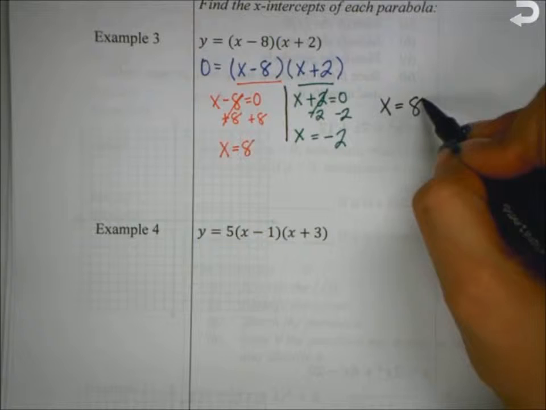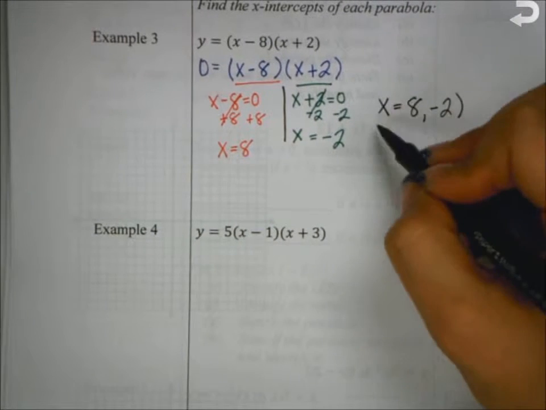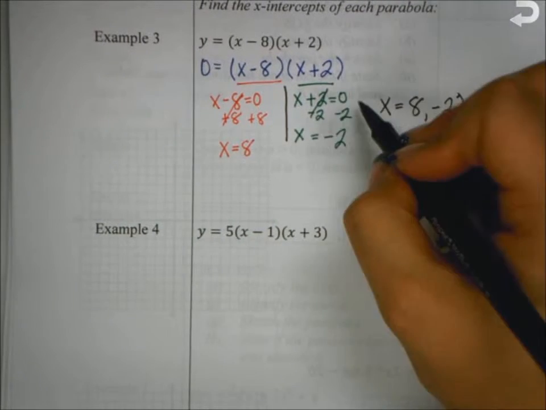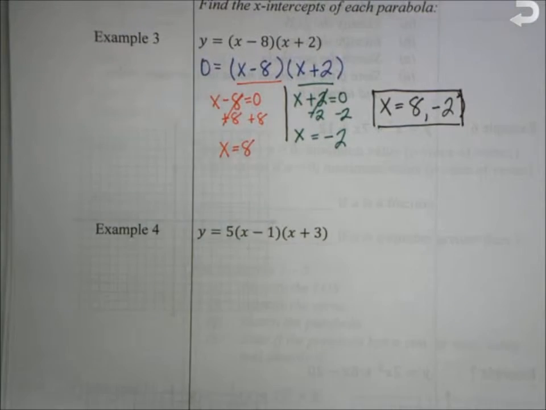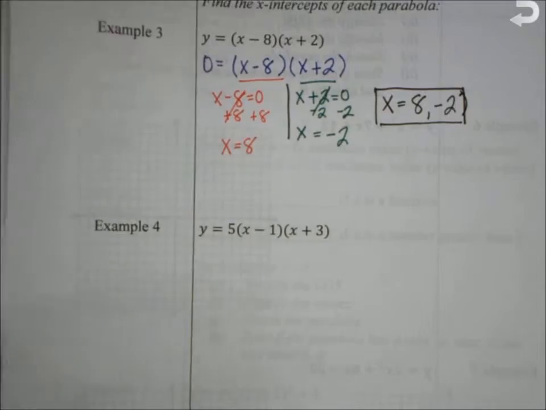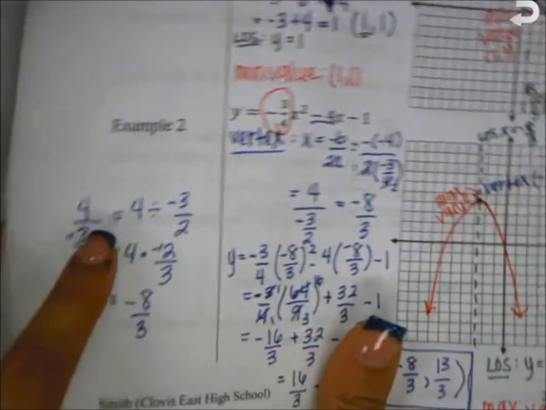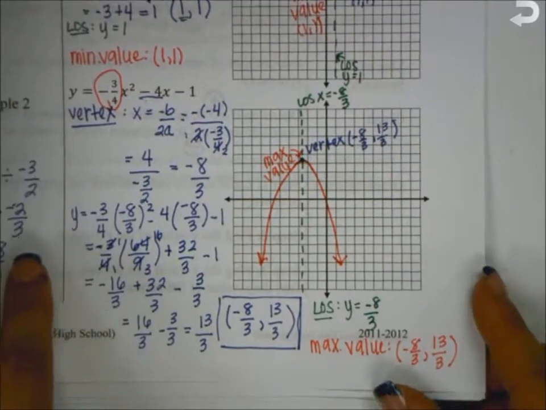So how could we use this to help us sketch our graph more accurately? Any ideas? Well, let's go back to example 2 really quick. Here we have a parabola and they cross the x-axis. So how could we make our graph more accurate?